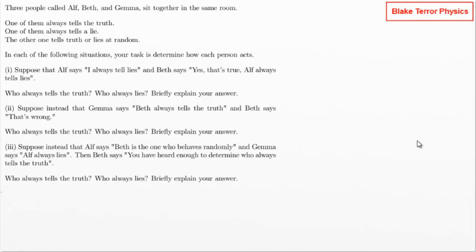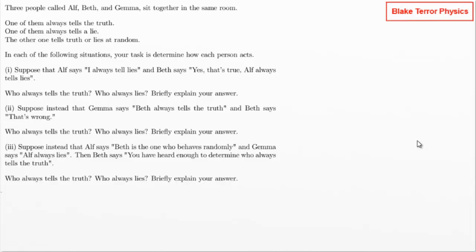Hello, this is question 6 of the 2007 Maths. This is one of the computer science questions. We've got three people called Alf, Beth and Gemma, so alpha, beta, gamma, sit together in the same room. One of them always tells the truth, one of them always tells a lie. The other one tells truth or lies at random. In each of the following situations, your task is to determine how each person acts.